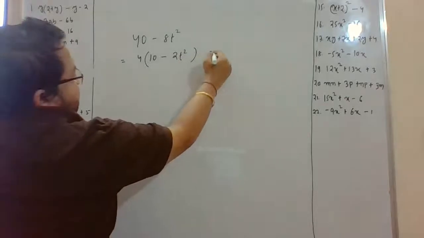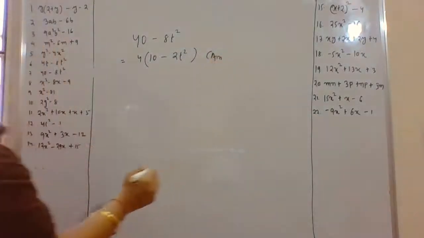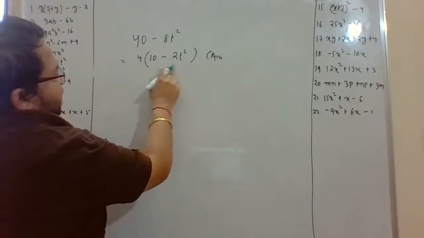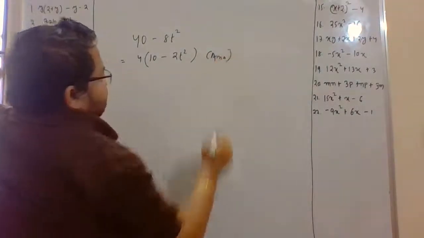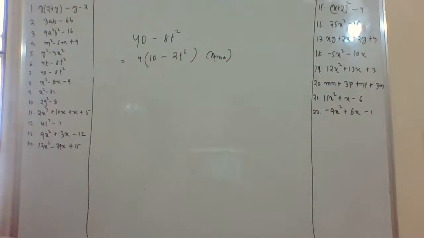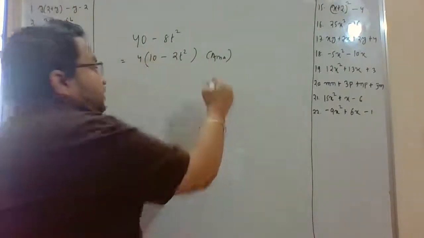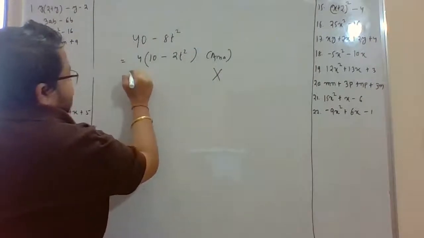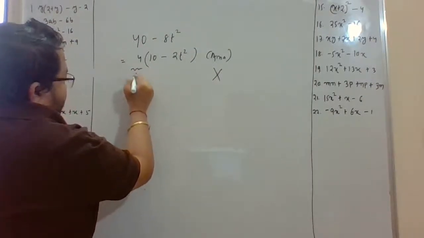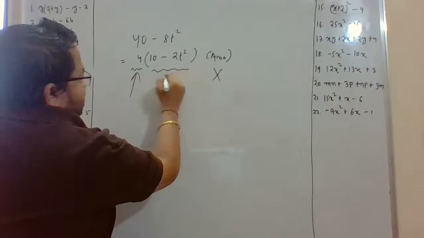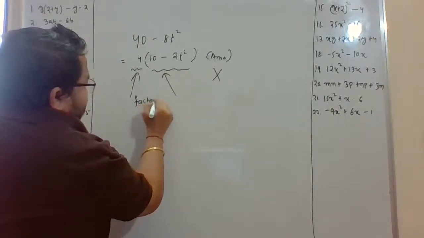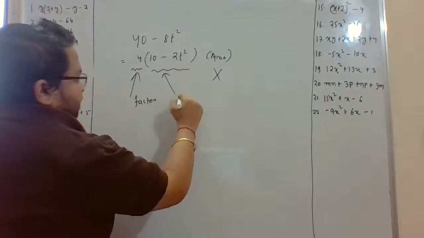So if someone writes like this, right? 4 into 10 minus 2t squared, and writes this as an answer, I would say that this is not fully factorized. Why? So you can say that, sir, this is one factor, this term is the second factor. Very good. So yes, you are right that these two are factors.